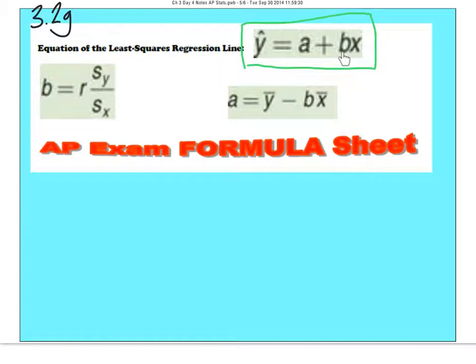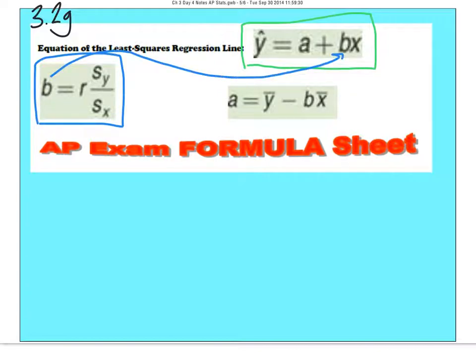So what you would first do is actually compute the slope, and this formula is also on the formula sheet. To find the value of b, or the slope, all you do is take the standard deviation of y over the standard deviation of x, and then you times it by the correlation. Once you find that value, you can then go ahead next and find the y-intercept.